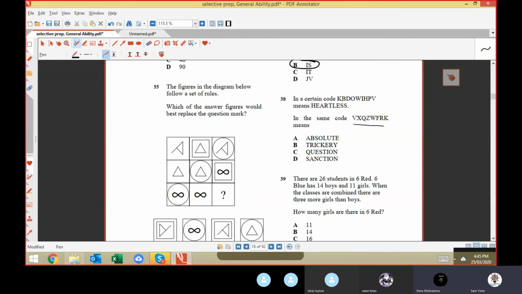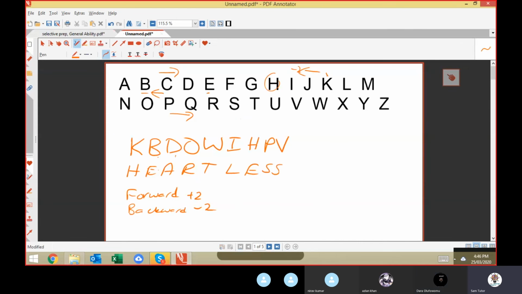All right. V, go forward 2. So forward 2 becomes Y.